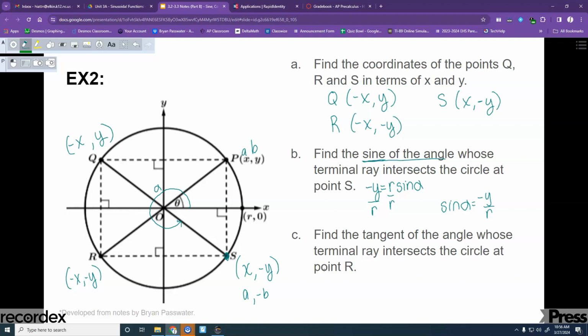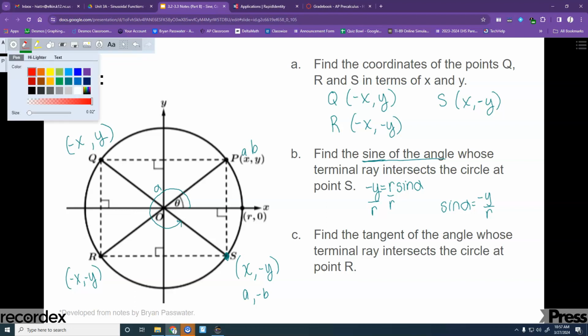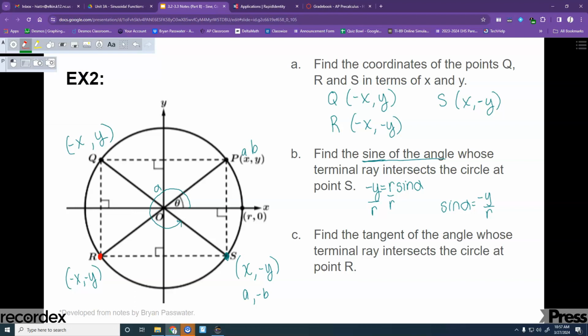Okay, so C says to find the tangent of the angle whose terminal ray intersects the circle at point R. So we're looking at point R this time. Let me do a different color so it stands out. So point R is here. That means this time our angle is going around to this point. Let's be fancy again. Let's call it beta. It's like a B, but the line is a little bit longer there for a capital beta.